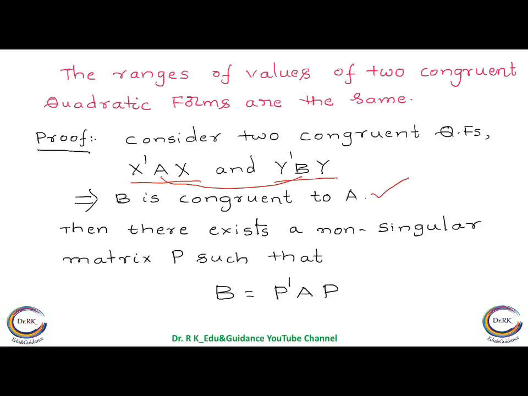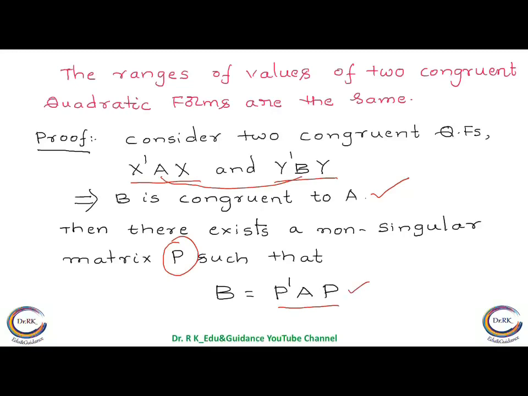If we see the congruence definition, a matrix is said to be congruent if there exists a non-singular matrix P such that B equals P transpose AP. These are the definitions.